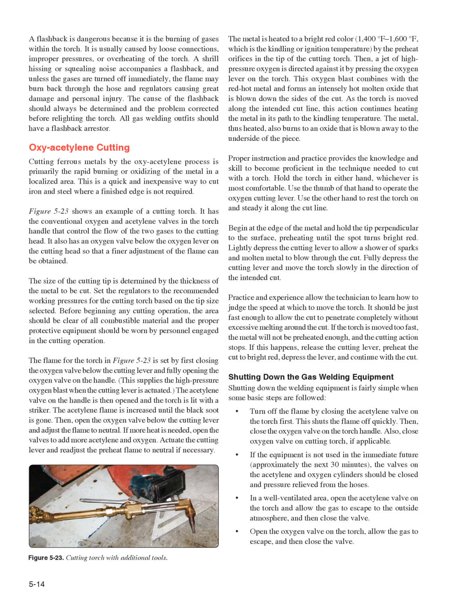Begin at the edge of the metal and hold the tip perpendicular to the surface, preheating until the spot turns bright red. Lightly depress the cutting lever to allow a shower of sparks and molten metal to blow through the cut. Fully depress the cutting lever and move the torch slowly in the direction of the intended cut.